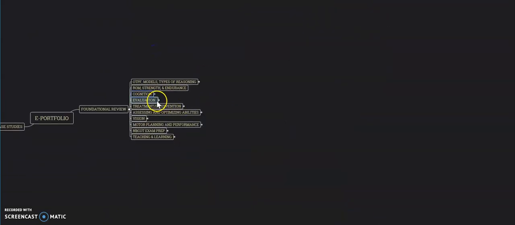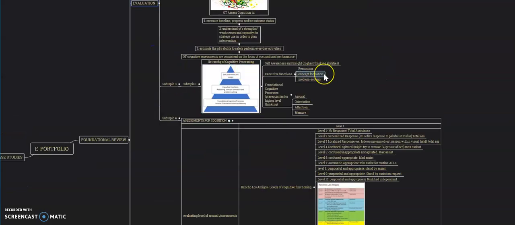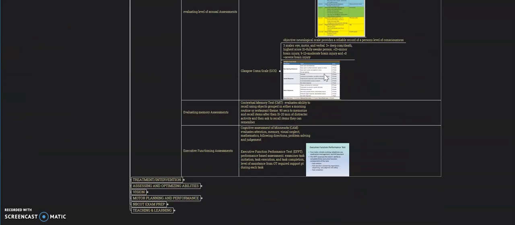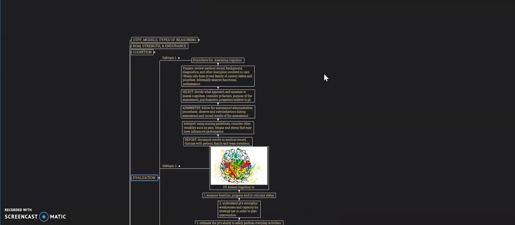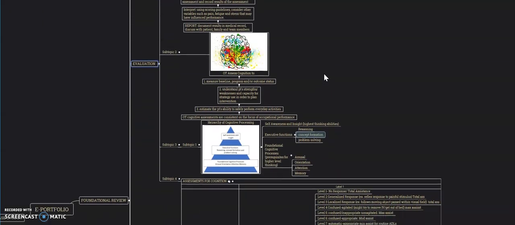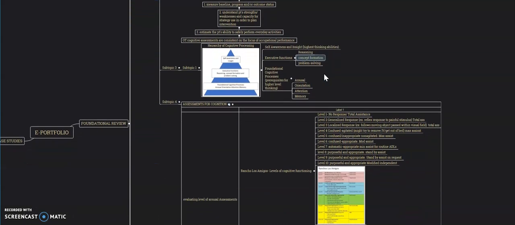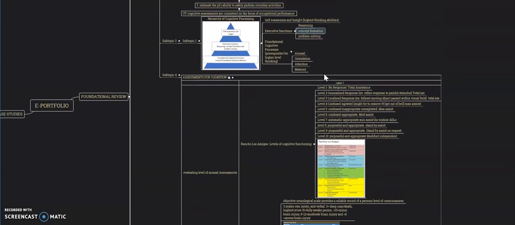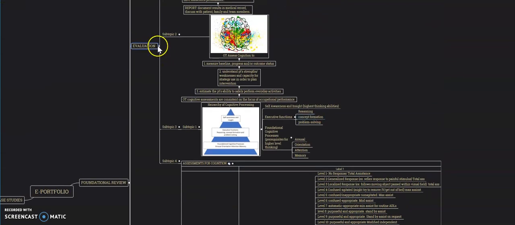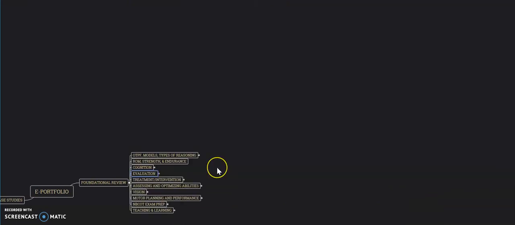And next is evaluation. So this is all the different kinds of evaluations that we could do. Obviously, it's not every single one, but it's the ones that I think I need the most memorizing for. So there's that. Close that again.